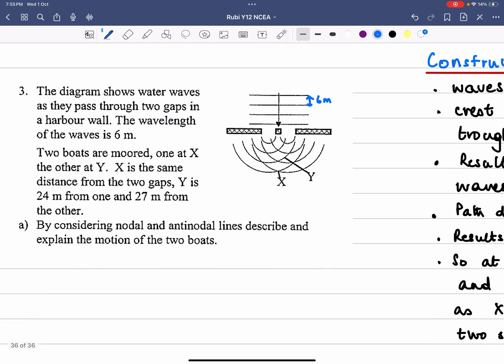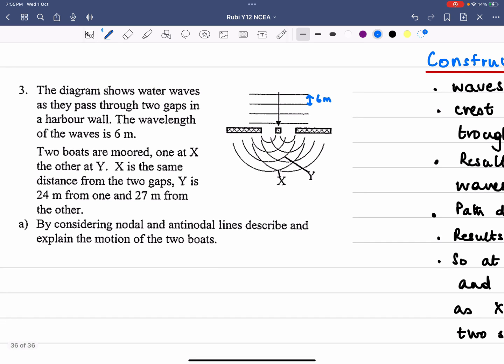Now there are two boats. One is at X and the other is at Y. X is the same distance from the two gaps. That means from here to X is the same as from this gap to X. So the distance traveled by the wave to X from this gap is the same as the distance traveled by the wave from the other gap to reach X. So the path difference is 0 because the distances are the same.